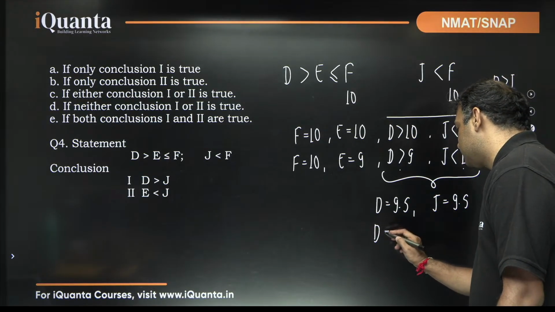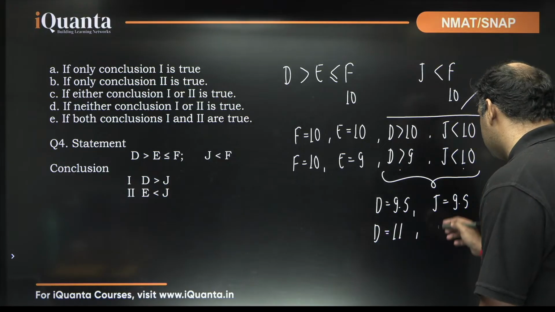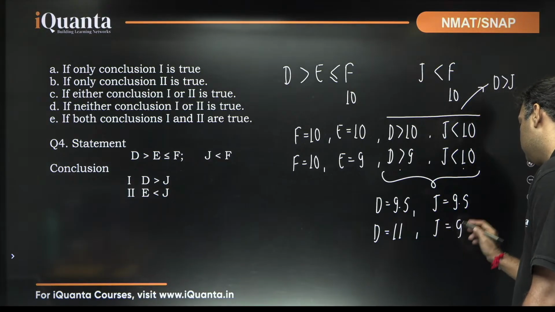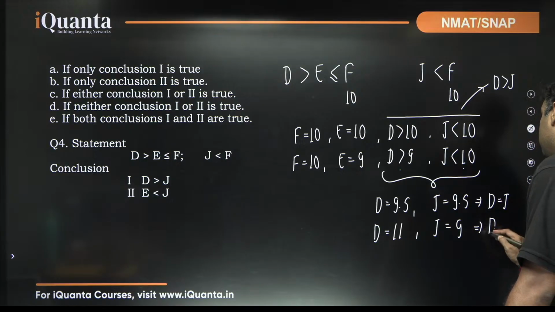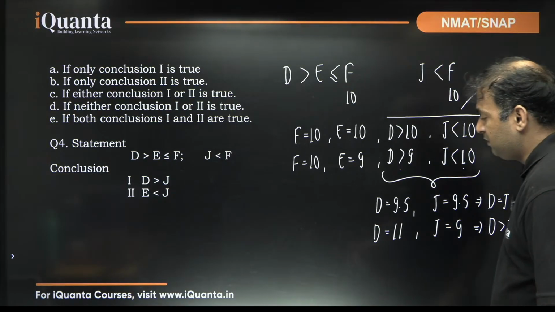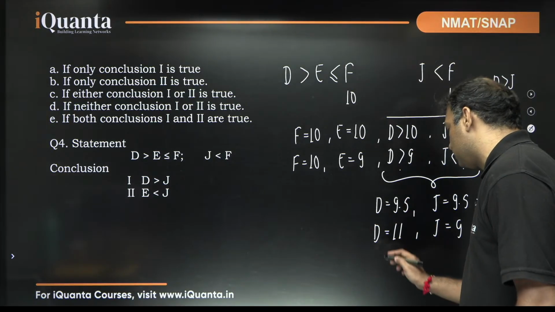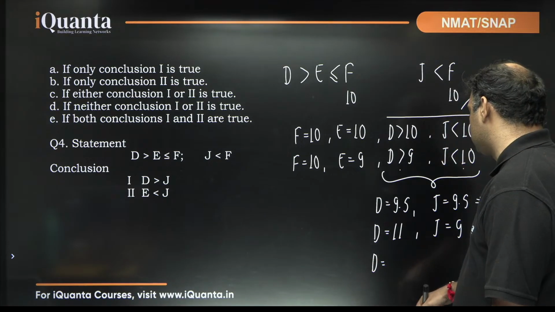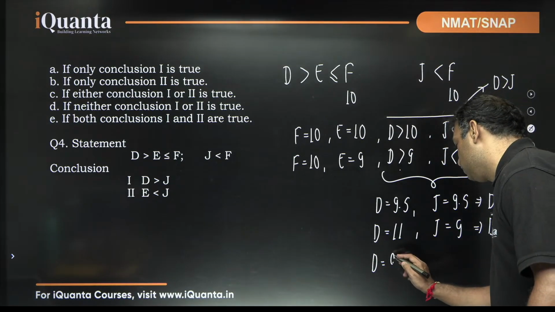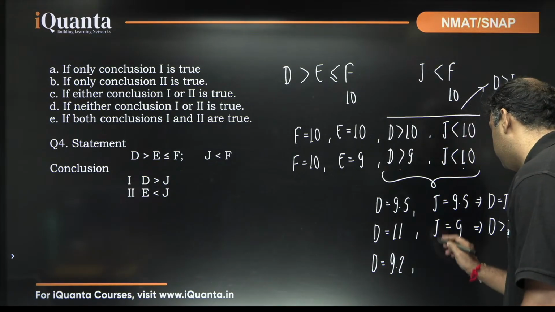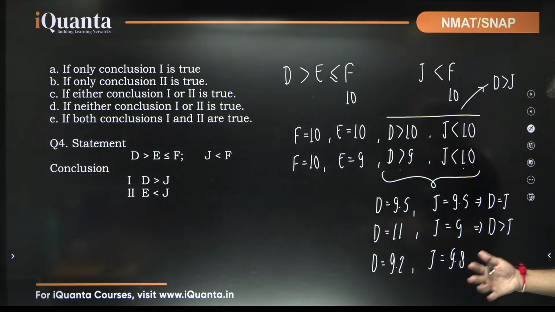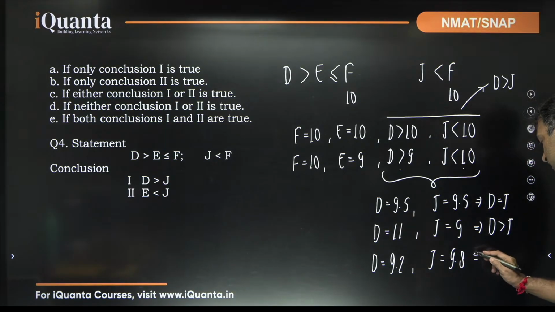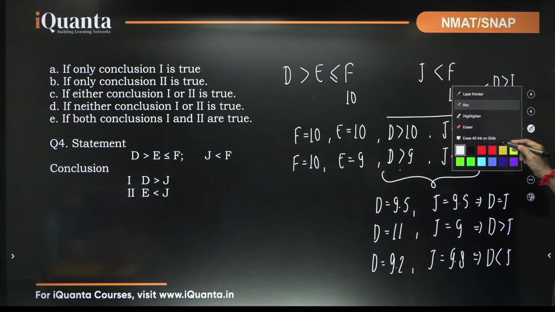Let's say D is 11 and J is maybe 9, right? So in this case, guys, D has to be greater than J, right? But there can be one more case. It is also possible that D is, let's say, 9.2 and J is 9.8, right guys? This is also a possibility, isn't it? J can be 9.8 as well. And in this case, we will say that D is actually less than J.